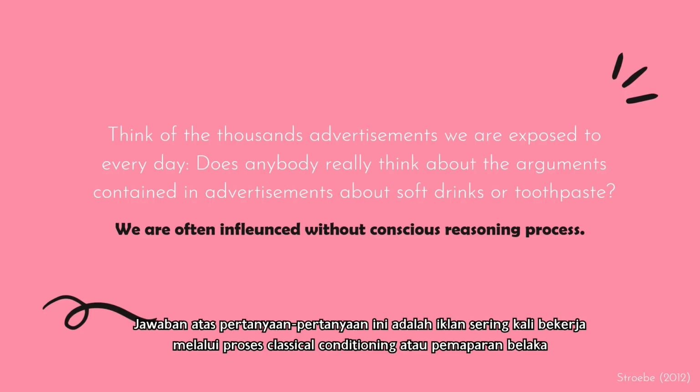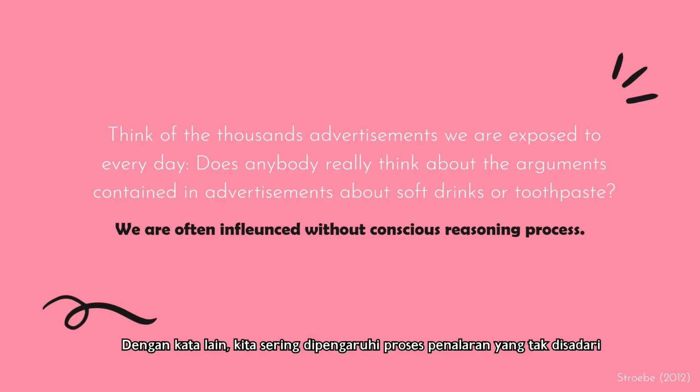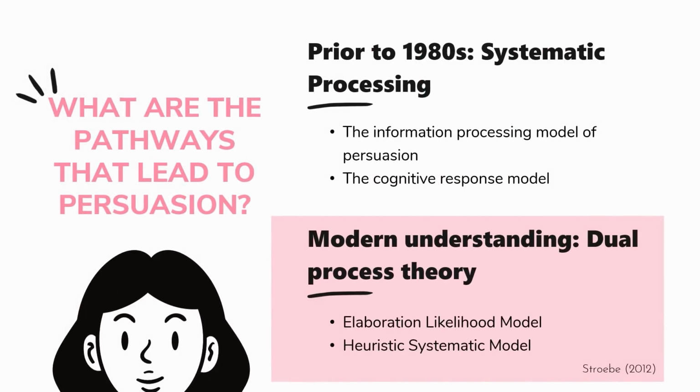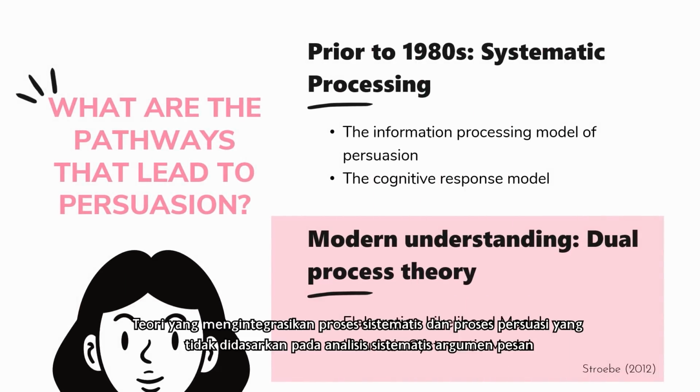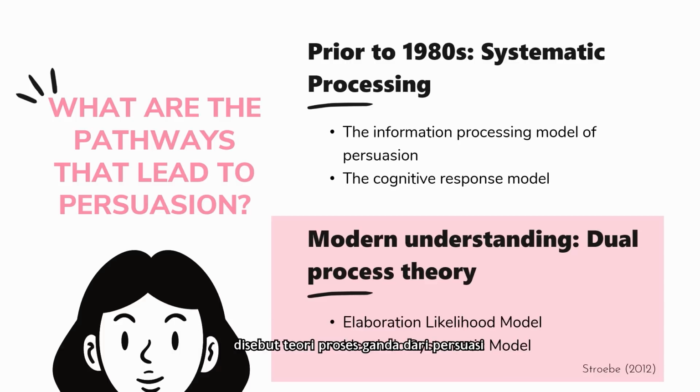And yet, if people were not influenced by them, these companies would not spend millions on their advertising budgets. The answer to these questions is that advertisements often work through processes of classical conditioning or mere exposure. In other words, we are often influenced without a conscious reasoning process. Theories that integrate systematic processing and persuasion processes that are not based on systematic analysis of message arguments are called dual process theories of persuasion.